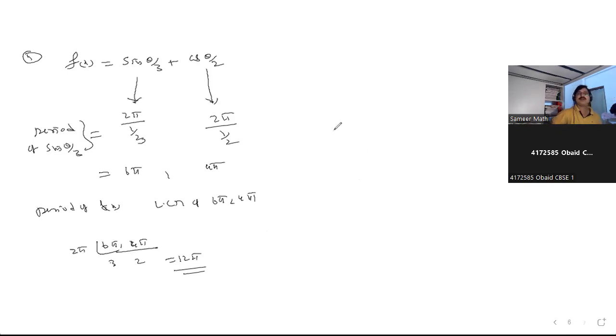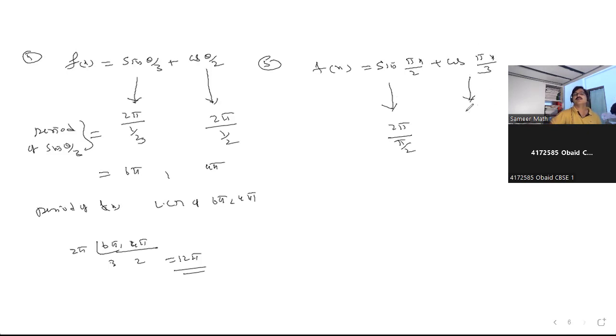Okay, now I want to move on to the next one. Fifth one. Suppose I gave you sine pi x by 2 plus cos pi x by 3. What is the period of this? You know very well, 2 pi. But what is the coefficient of x? Pi by 2. Yes, you divide with this one.